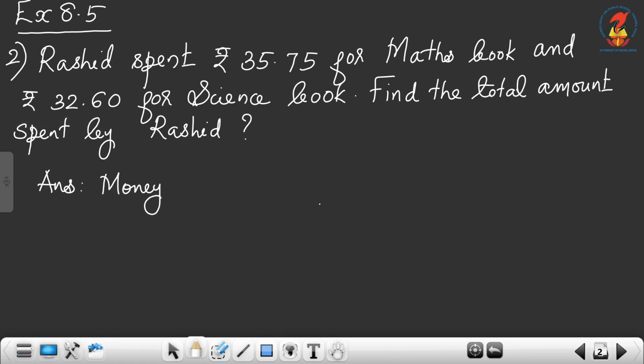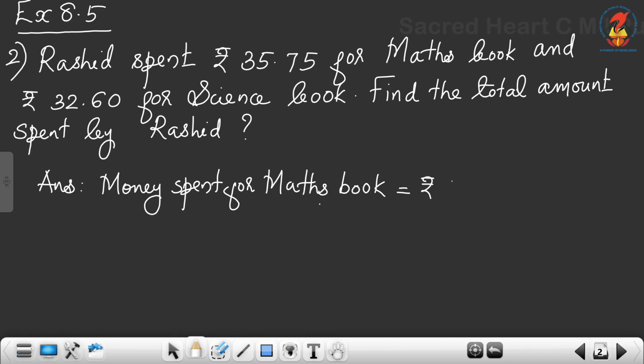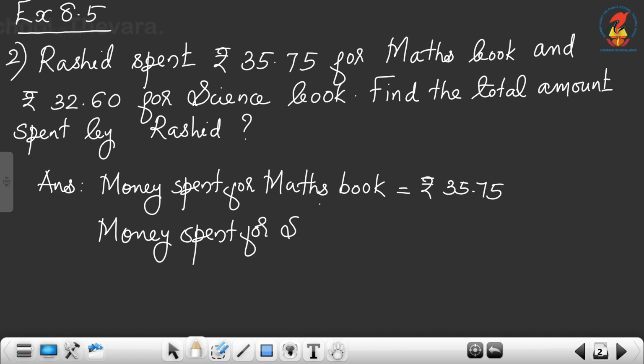Money spent for maths book equal to rupees 35.75. Then rupees 32.60 for science book. So the second step is money spent for science book. Money spent for science book equal to rupees 32.60.